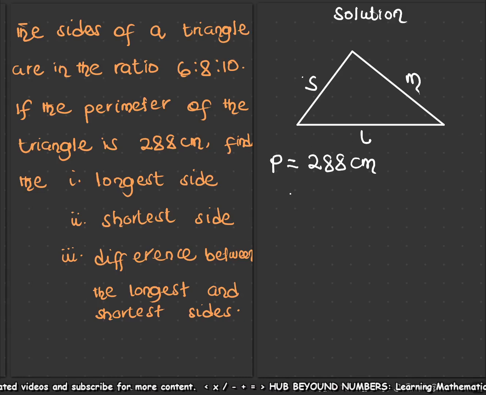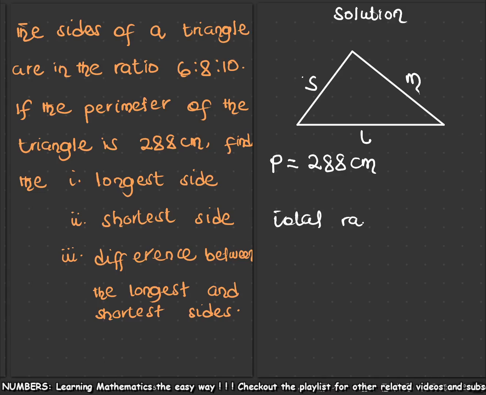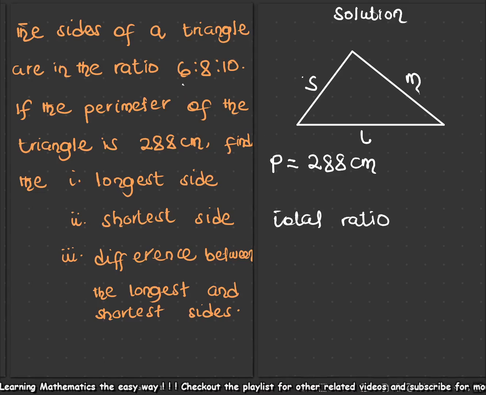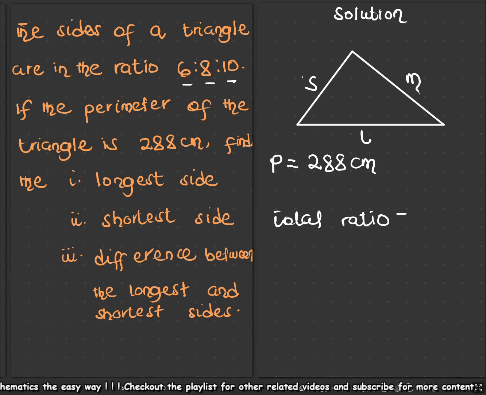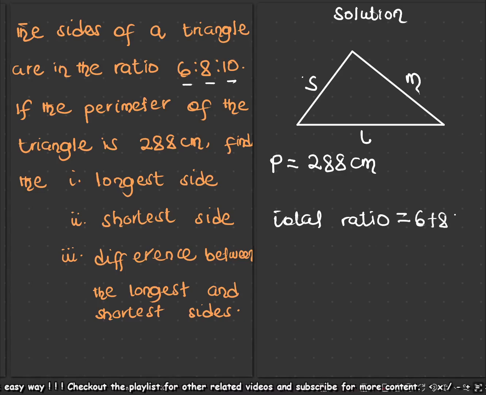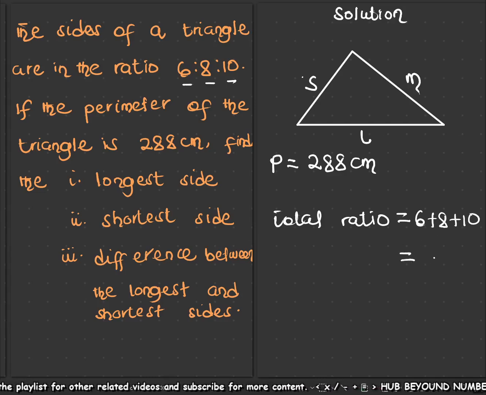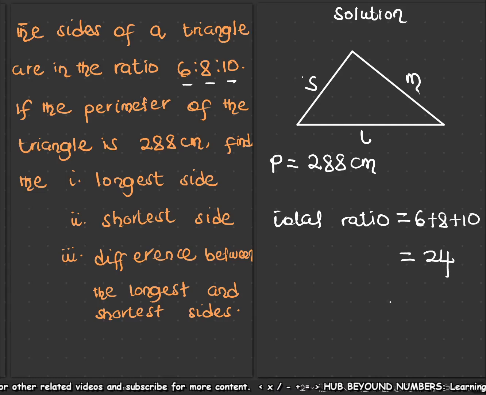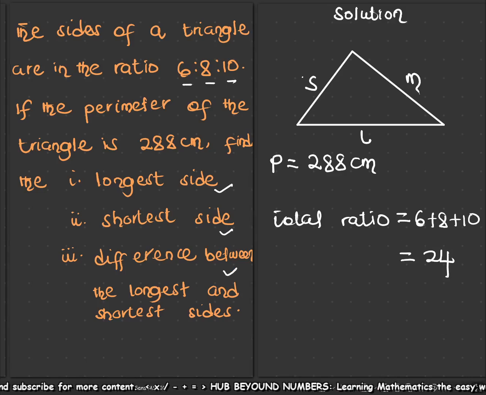Now with that aside, we are talking of ratio here. Anytime you are working with ratio, you need your total ratio. And how do we get our total ratio? We are going to add all of these. So you add 6 to 8 and then to 10. If we add all of them, that gives us 24. This 24 is what is going to help us get the sides we want.